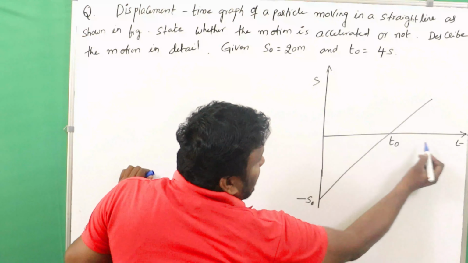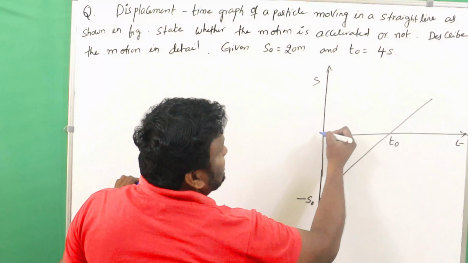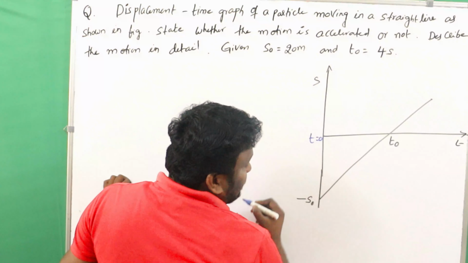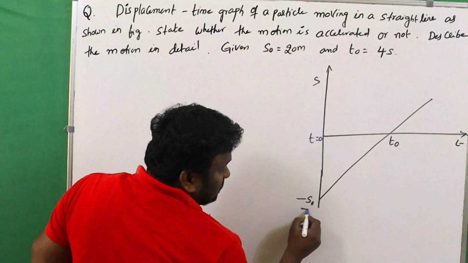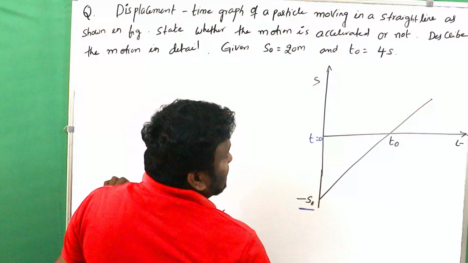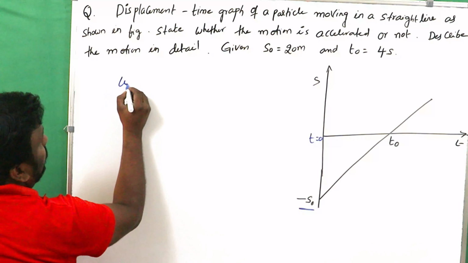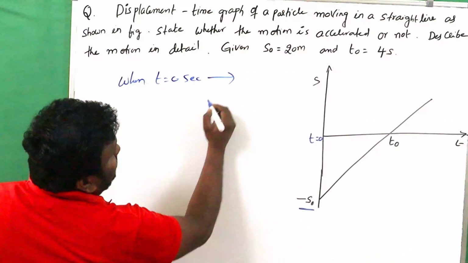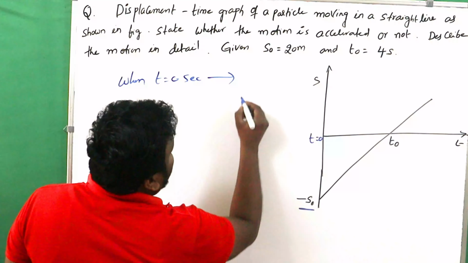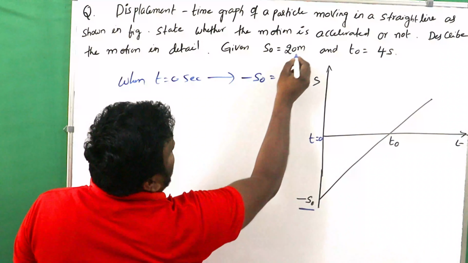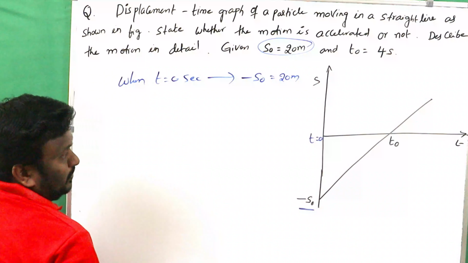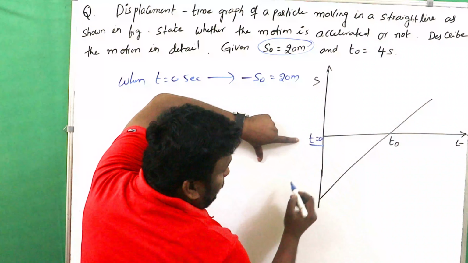Time is taken along the x-axis and displacement is taken along the y-axis. When the time t is equal to 0, what is the position of the particle? S minus S naught. So we have to remember, when time t is 0 seconds, the position of the particle is minus S naught. And what was given S naught? 20 meters.